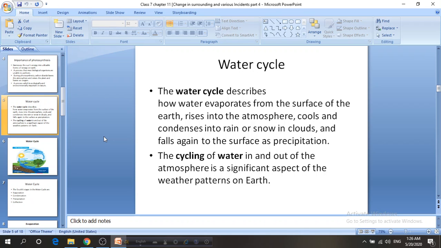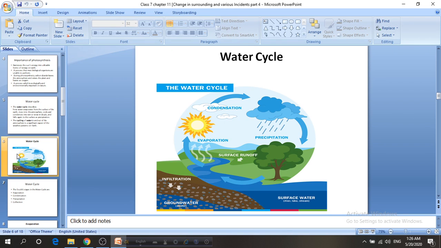The cycling of water in and out of the atmosphere is a significant aspect of the weather patterns on earth, and it is the continuous movement that has been happening on earth for billions of years. So here is a picture. There are some forms of the water cycle, that is condensation, evaporation, precipitation and collection. How water is collected, how water is evaporated and how water is condensed.